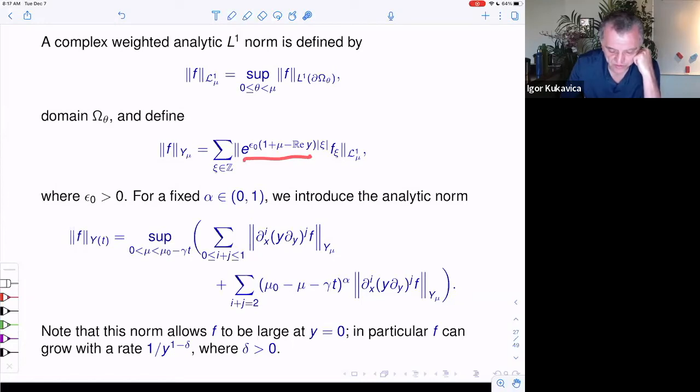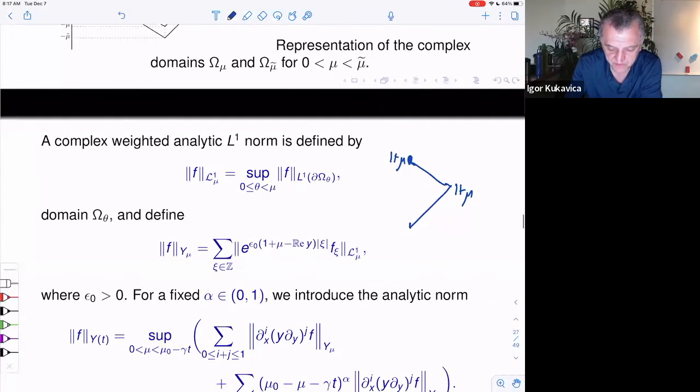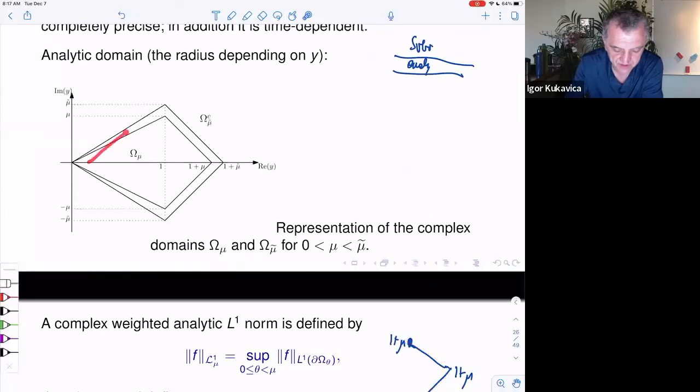The exponential decay of the Fourier coefficients implies analyticity, and it's in fact equivalent to analyticity. So the analyticity radius in the x variable is also decaying to 0 as you approach the end of the analytic domain, but it's uniform up to the boundary. So if you look at the analyticity in x, the way it's written, it's 1 plus mu minus real part. So it starts with 1 plus mu close to the boundary, and then it vanishes at 1 plus mu. So that's the analyticity in x, and this is the analyticity in y.